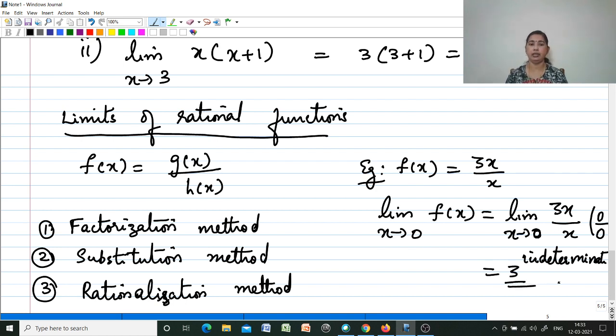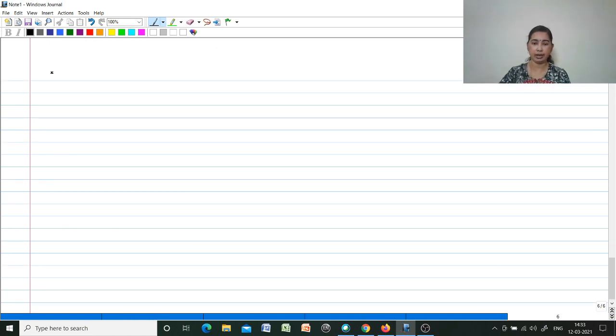If it is a rational function, we have to go for any of these three methods: either factorization method, substitution method or rationalization method. I'll show you where all we have to apply these three methods, according to the question. The first one, this is all example questions of the textbook.